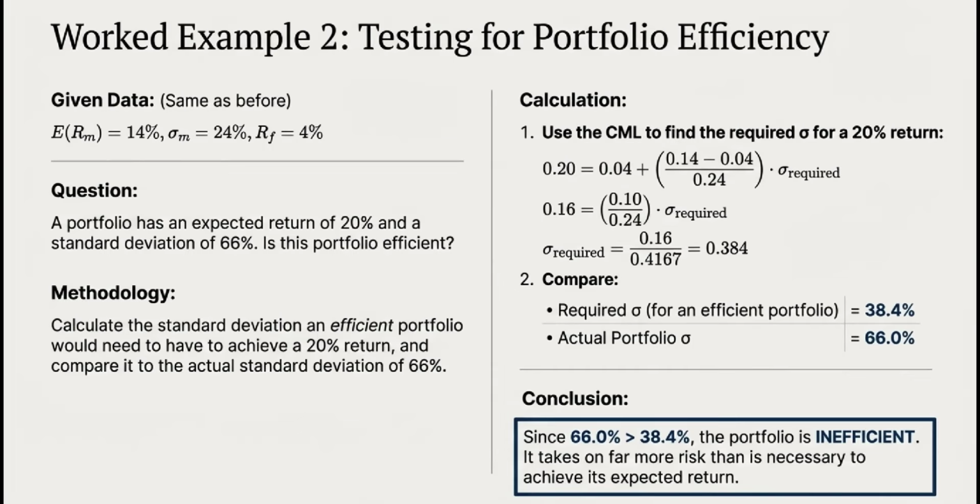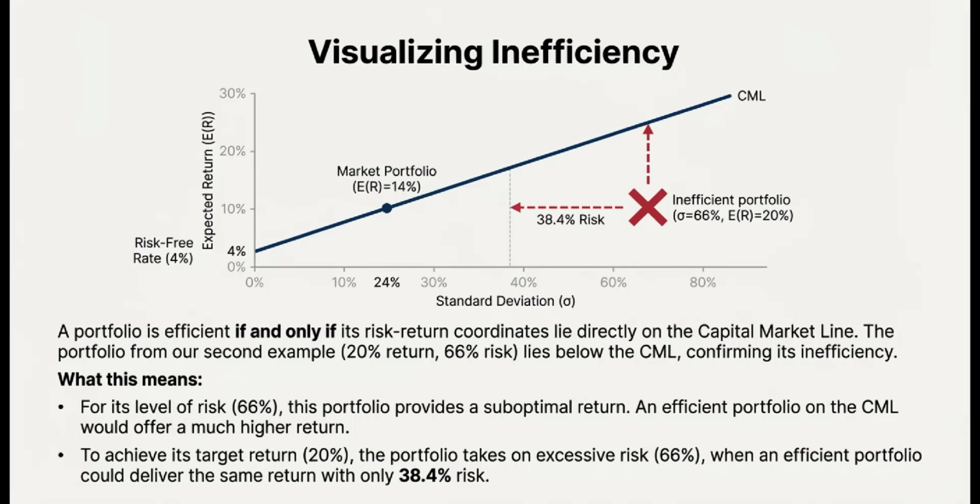Okay, this is the moment of truth. The CML, the law of the land, says that for a 20% return, the risk you should be taking is 38.4%. But the portfolio we were given, portfolio X, has an actual risk of 66%. 66% is way, way higher than 38.4. It's dramatically higher. So the final verdict is unequivocal. Portfolio X is inefficient. Geometrically, it lies far below the capital market line. It is taking on almost double the amount of risk that is necessary to get that level of return. It is a poorly constructed portfolio.